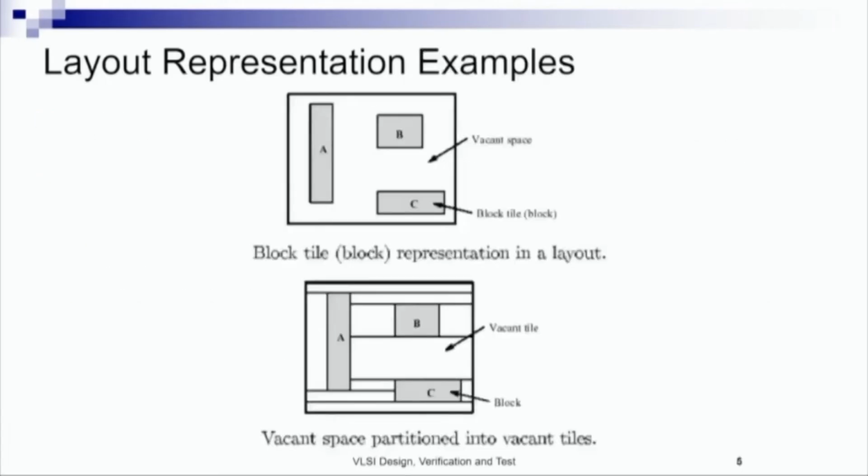So, here we present an example. We have three circuit blocks A, B and C, and we have this vacant space here. Now, here we have also divided the vacant space into tiles. So, these are vacant tiles, these will be vacant tiles, and these are block tiles, right. The vacant space is also partitioned into vacant tiles.